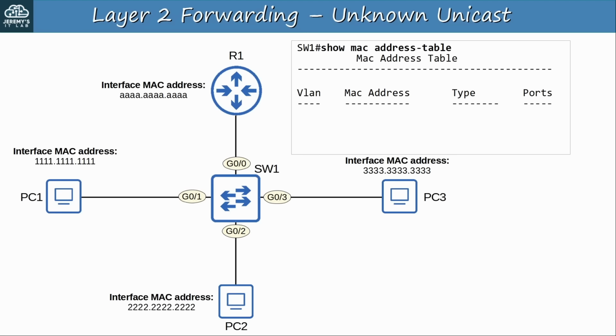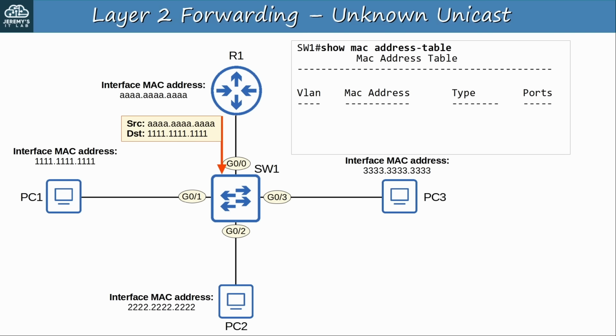Now let's see how each Layer 2 message type works, and also review how switches dynamically build their MAC address table. In this network, a router and 3 PCs are connected to switch 1, and switch 1's MAC address table is currently empty. R1 sends a unicast frame. The source MAC is R1's MAC, all A's, and the destination is PC1's MAC, all 1's.